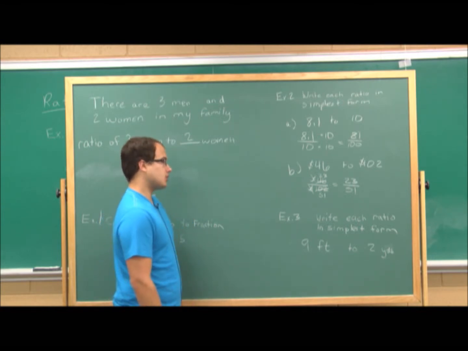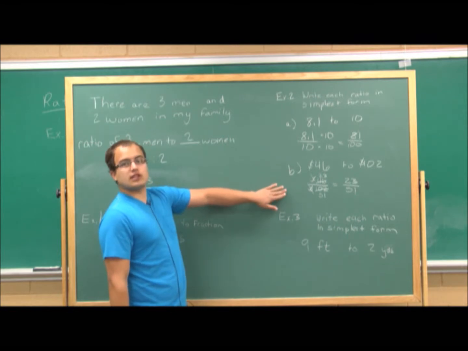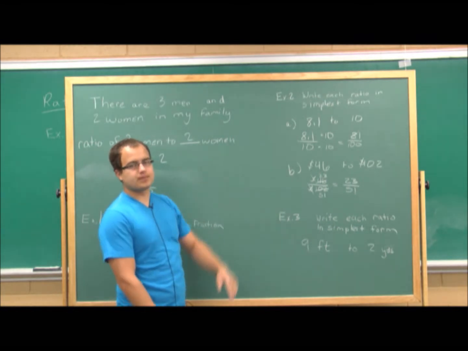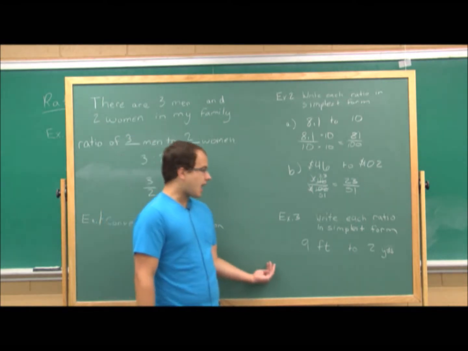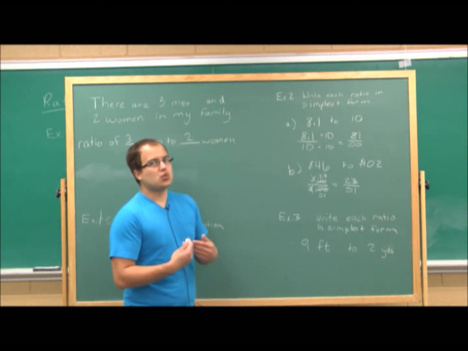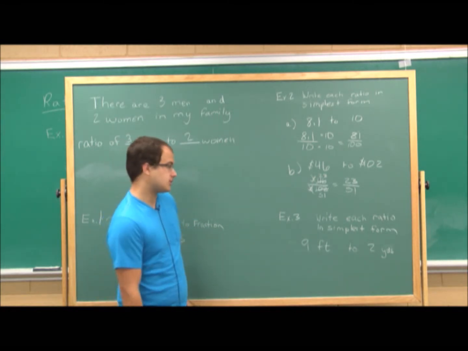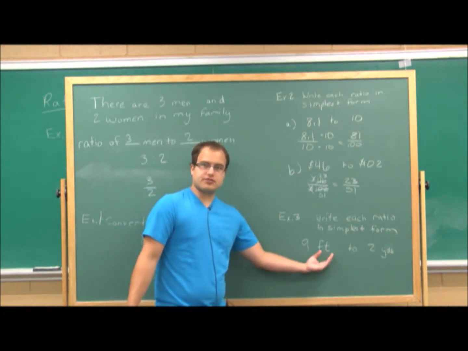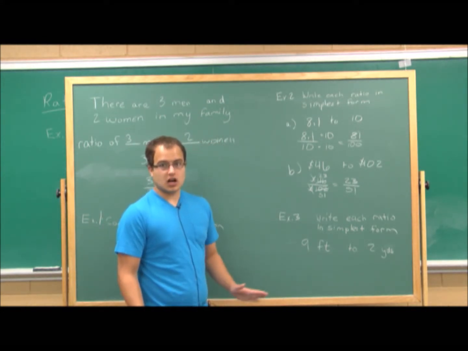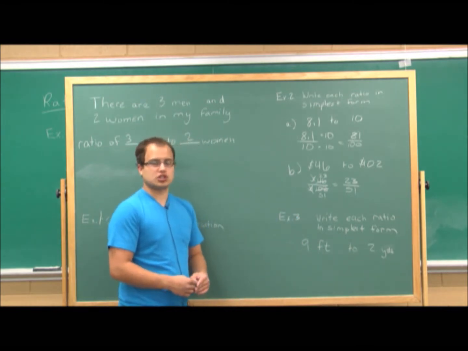Now with example 3, it's the same directions, but remember how in B I said the units will cancel out in a ratio? That is because the units have to be the same. So when we do 9 feet to 2 yards, we need to convert one to feet or the other to yards. What I'm going to do is convert the 9 feet to yards, and then I'll convert the yards to feet and see a relationship.